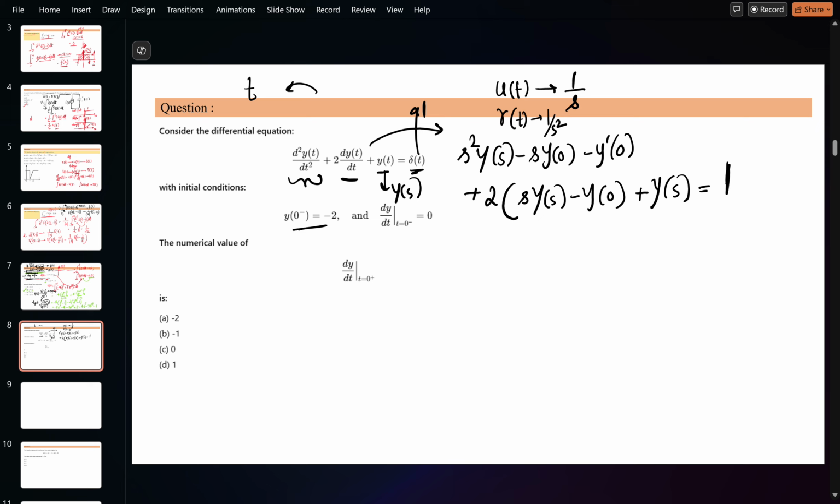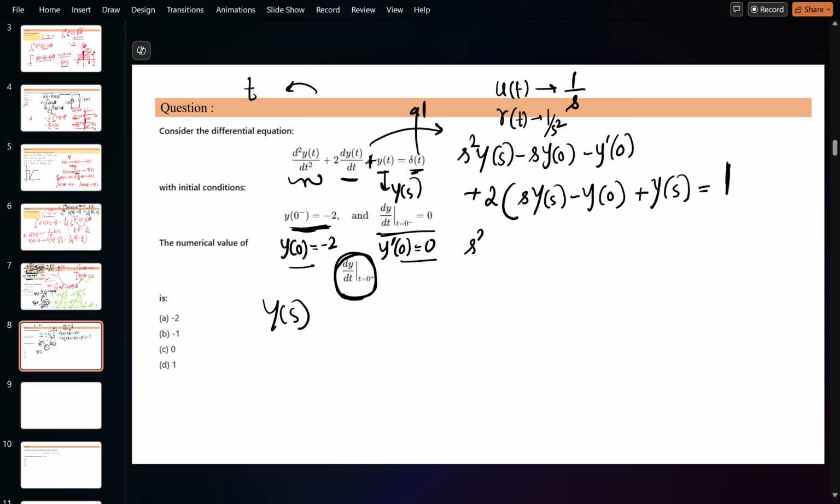So when you put these values, y(0) is equal to minus 2 and y dash (0) is equal to 0. No, the minus will not come here, the plus y(t) is there. Put these values, because it was asking what is the numerical value of dy by dt. Let's find out the value of Y(s), then we will convert to the time domain and differentiate easily.